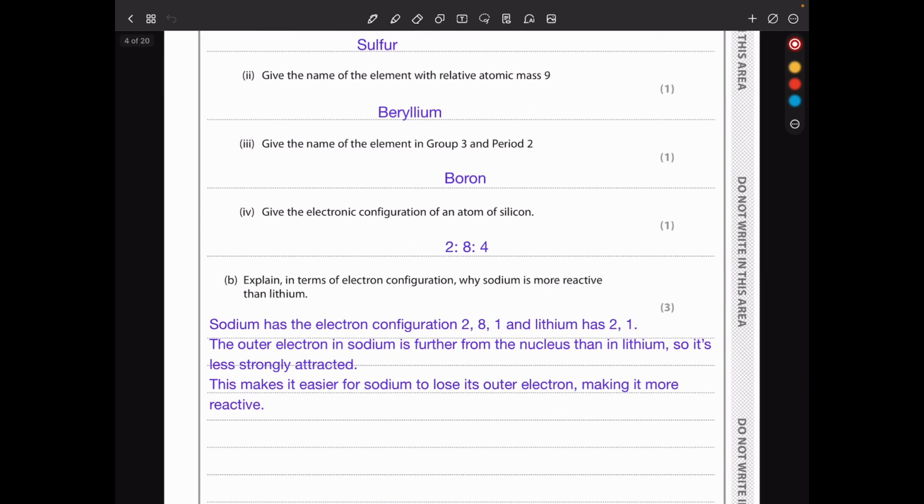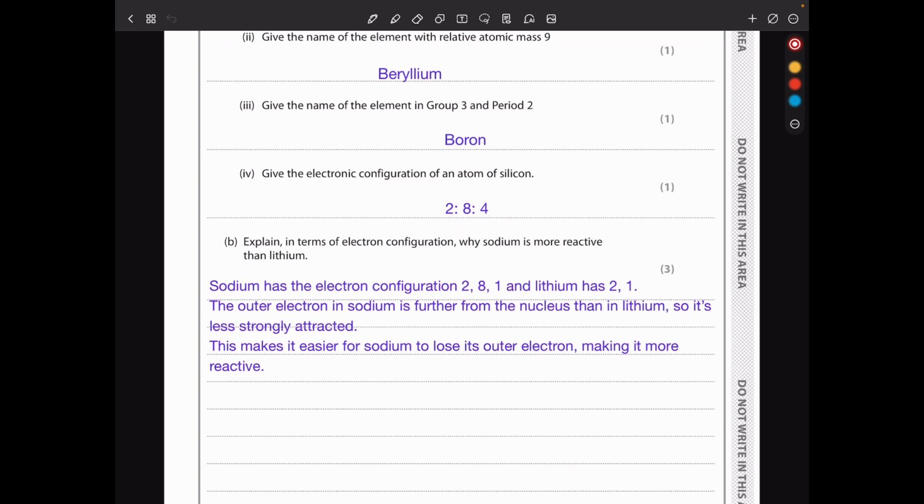And give the electronic configuration of silicon. Silicon has 14 electrons. It's in group 4, so 2, 8, 4. In part B, explain in terms of electron configuration why sodium is more reactive than lithium.